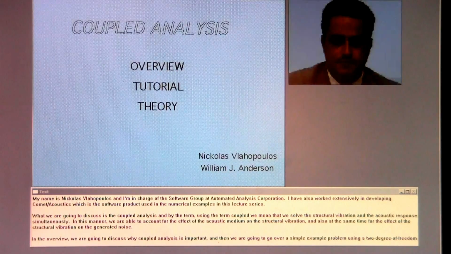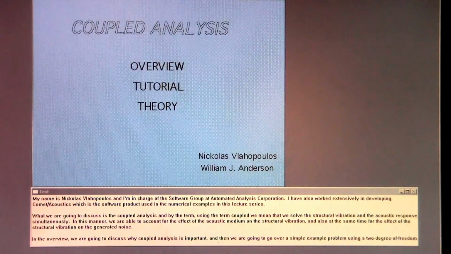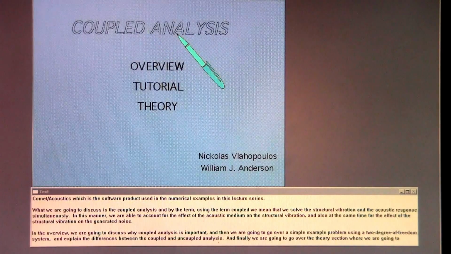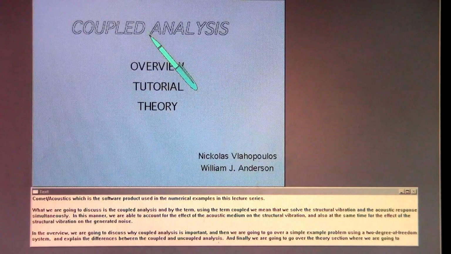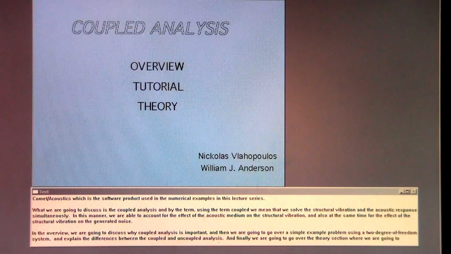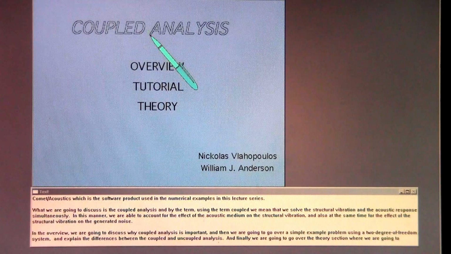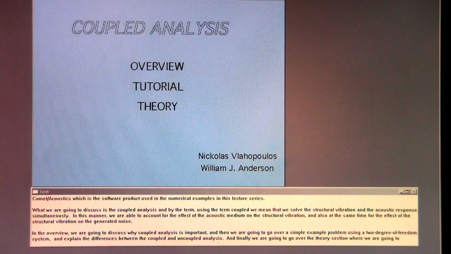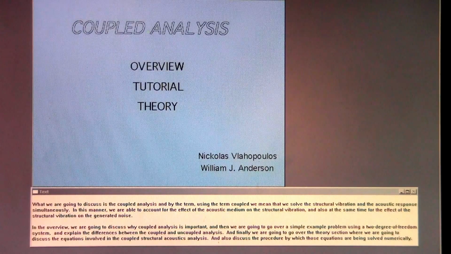What we are going to discuss is the coupled analysis, and by using the term coupled, we mean that we solve the structural vibration and the acoustic response simultaneously. In this manner, we are able to account for the effect of the acoustic medium on the structural vibration, and also at the same time for the effect of the structural vibration on the generated noise.